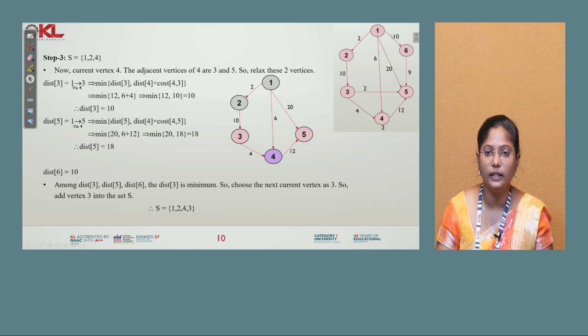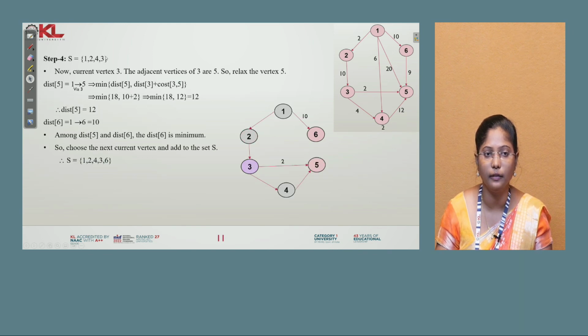So, then distance of 6 is 10. So which one is the minimum value? Actually distance of 3 and distance of 6 are both the same value, right. So in this I am considering distance of 3 as my minimum value. That's why 3 will be added into the set. Now my set is updated with 3.